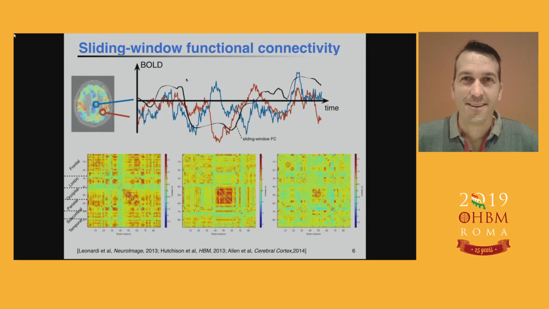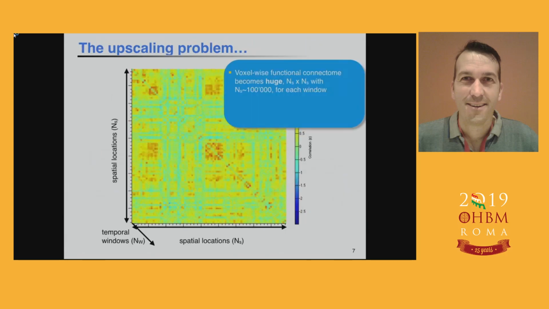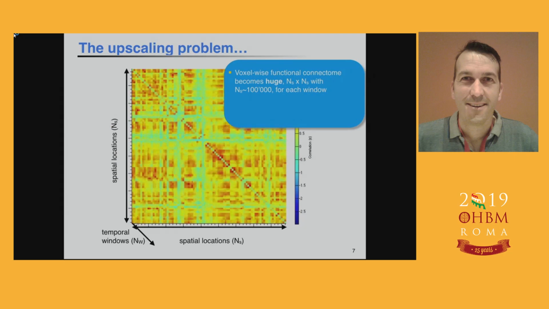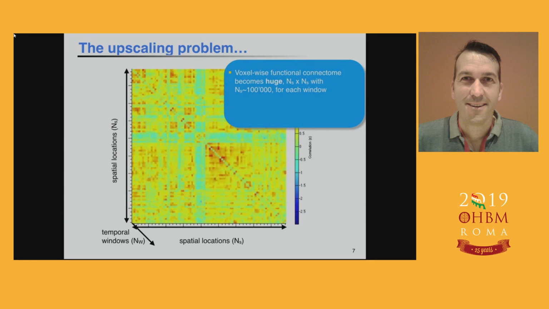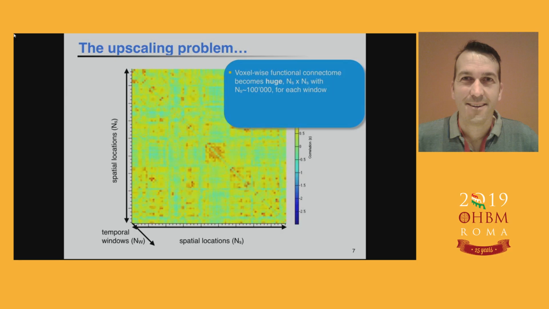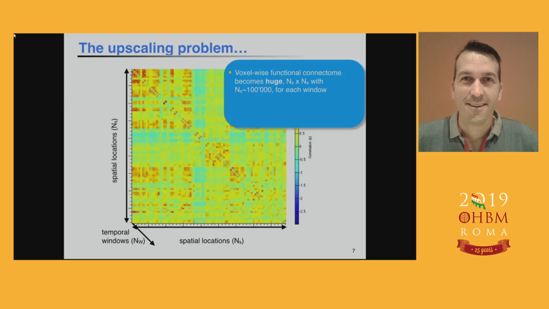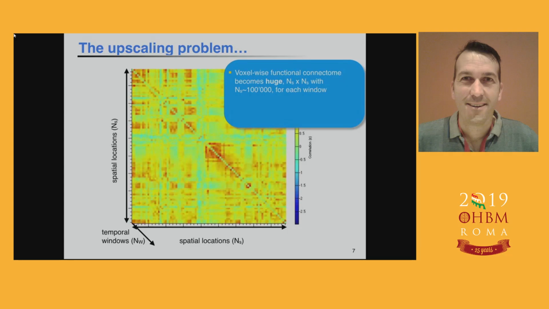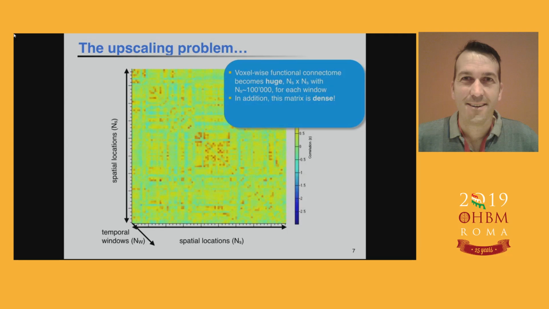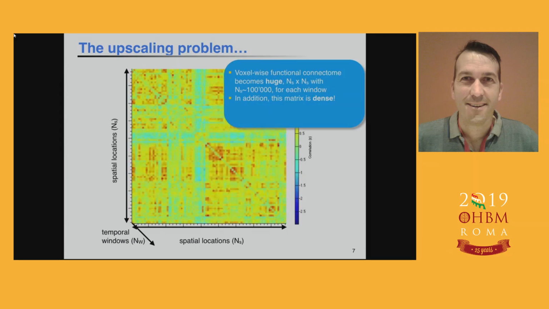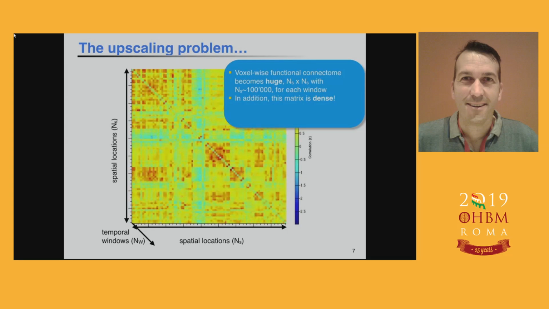Now imagine you want to do this at the voxel level. So then the number of spatial locations becomes really huge. If you look at HCP resolution, you have about 100,000 voxels in gray matter. So that would mean that for each temporal window, you get a 100,000 by 100,000 matrix. So that's quite big, even for today's computers. In addition, no sparsity. This matrix, by the nature of functional connectivity being a correlational measure, will be very dense.